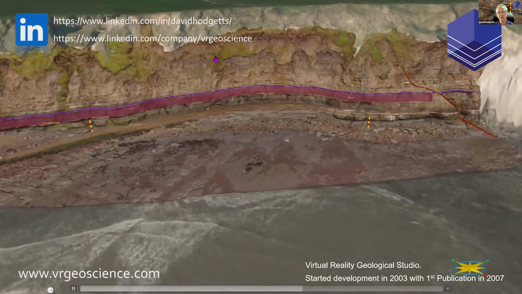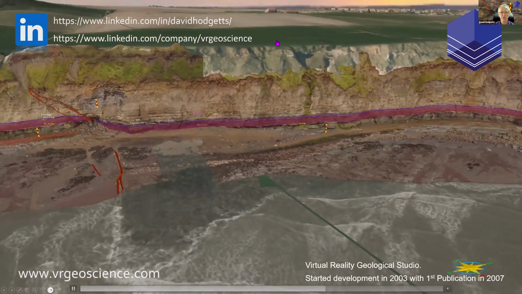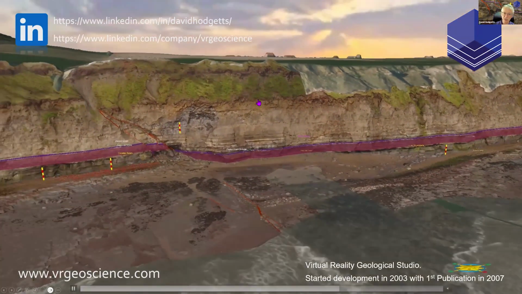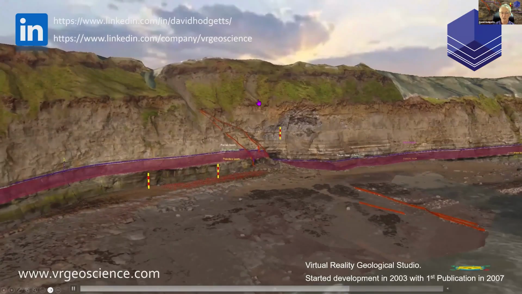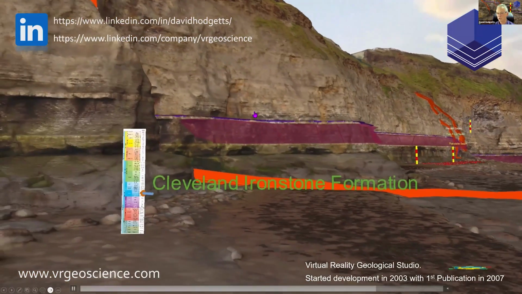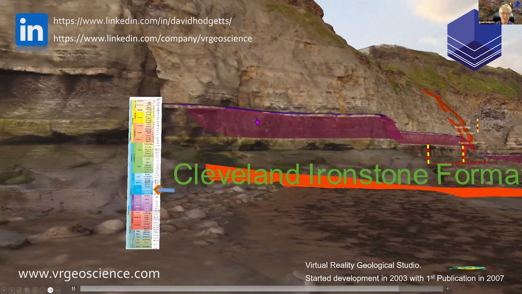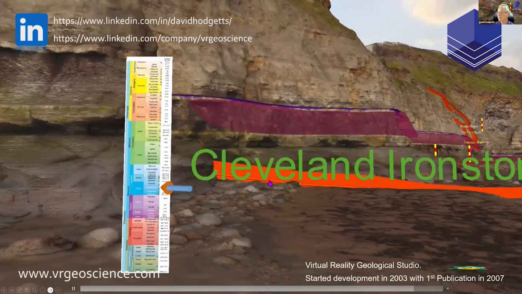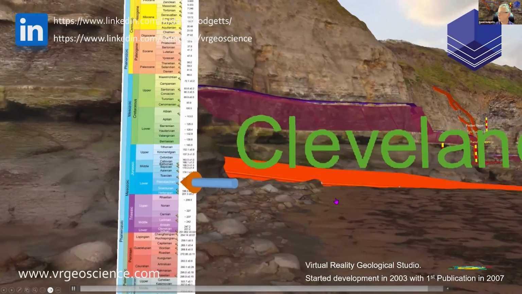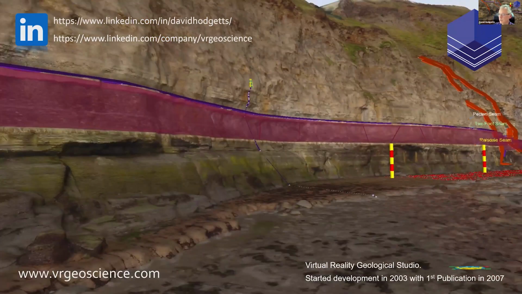And then we've got our outcrop model integrated with a digital elevation model. And of course, you can integrate other data in there as well. So we can put things like our stratigraphic column, show where we are in the stratigraphy, and we're at the Cleveland Ironstone Formation in the Lower Jurassic. And that is a very brief introduction to digital outcrops and what you can do with them. So I think we're ready for some questions.